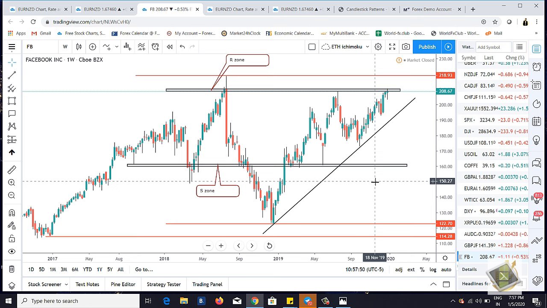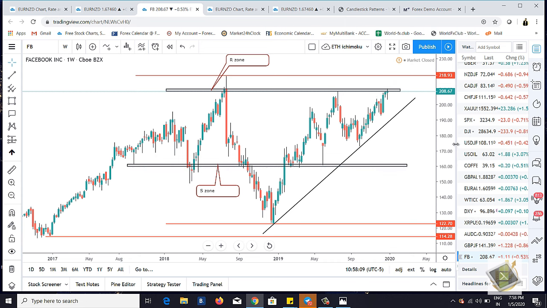Now, once you have done that analysis, I will try to teach you one indicator which will help you to open a buy or a sell position. So let's continue our analysis in the same chart, Facebook.